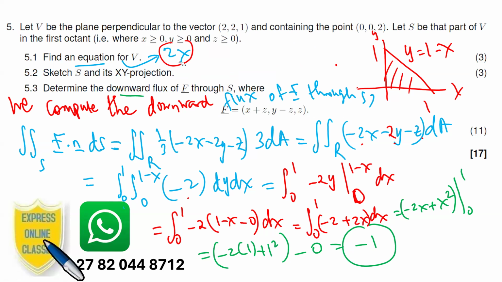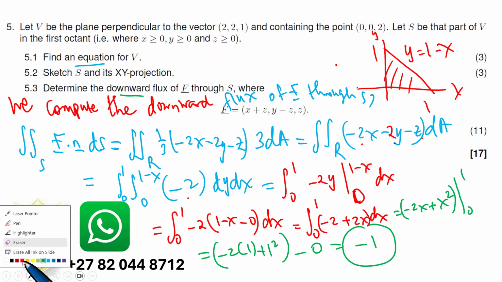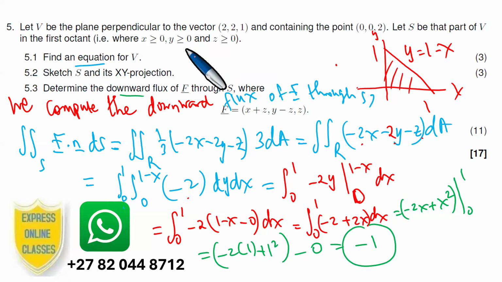It is clear that the downward flux, which is the integral over the surface S of F dot N dS, is -1, so the downward flux of F through S is -1. This is it exactly. And so we've solved question 5.3.